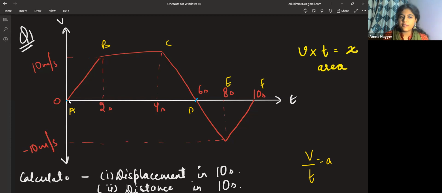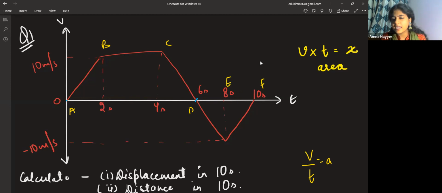Velocity is increasing from 0 to 10 meter per second. It is becoming constant from point B to point C, still at 10 meter per second. Then it is decreasing from C to point D, again reaching zero. Then from 6 to 8 seconds, the velocity is further decreasing and reaching minus 10 meter per second, and then increases back to zero. The total duration is 10 seconds. So what is the displacement covered in this entire duration? This is what we have to tell.